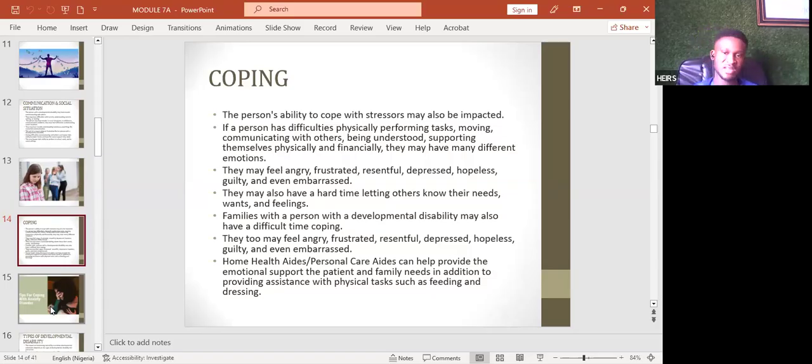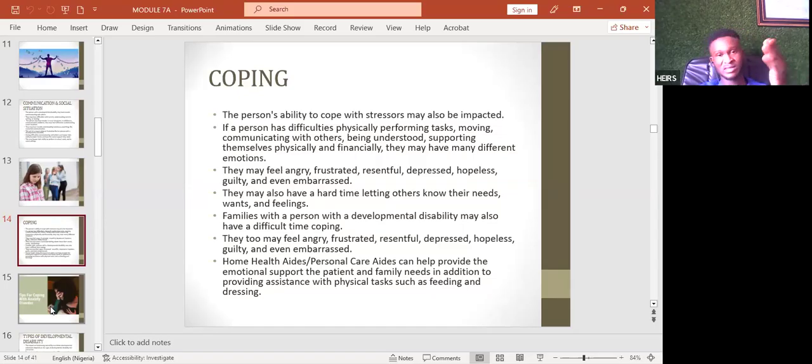So home health aides or personal care aides, we can help by providing the emotional support the patient and family need, in addition to providing assistance with physical tasks such as feeding and dressing. So that is where we come in as health aides. We understand better what those people pass through, even without them explaining themselves. So we know the gravity of how this thing can be. We know how it feels. So we are here to help them emotionally. And trust me, anything that affects someone's emotion will totally affect other parts of their life, because your emotion starts from your mind, which is your psyche, your brain.